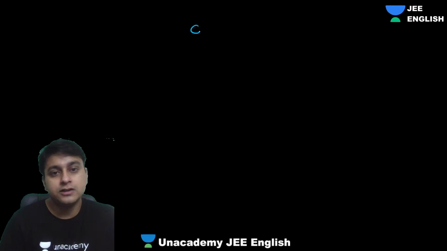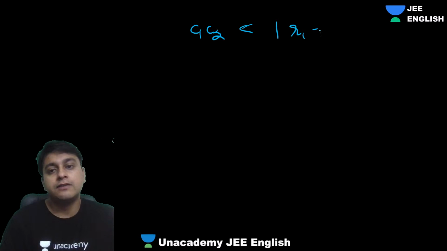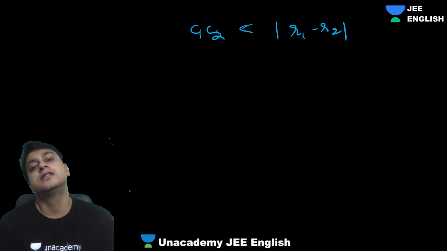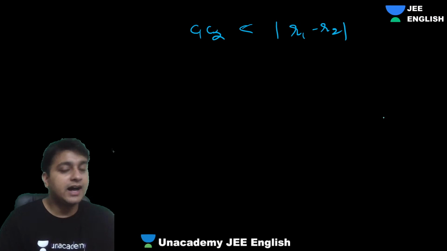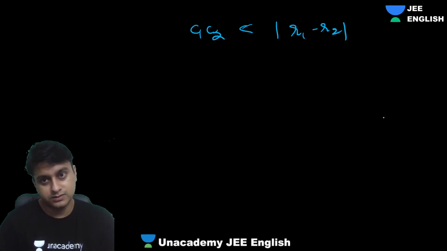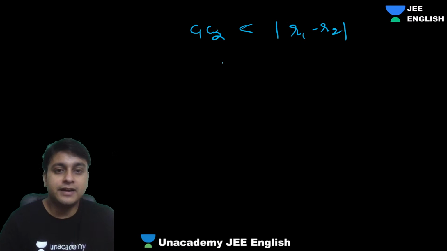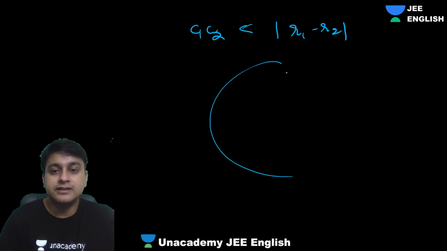This case is of what? C1C2 less than mod of R1 minus R2, isn't it? Yes. C1C2 is coming as less than mod of R1 minus R2, right? So that's the reason why it is this part.